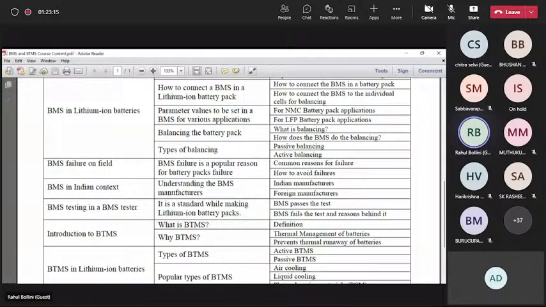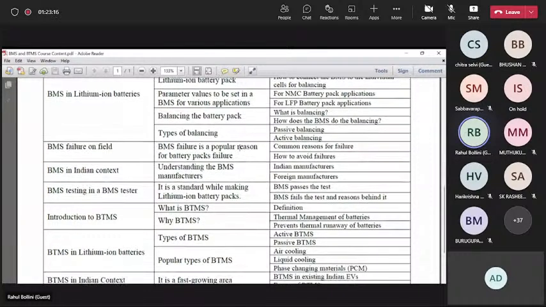Passive, active. BMS failure: what is the common reason why BMS fail, and how to avoid failures. Then we talk about the Indian manufacturers of BMS, foreign manufacturers, and then BMS testing.